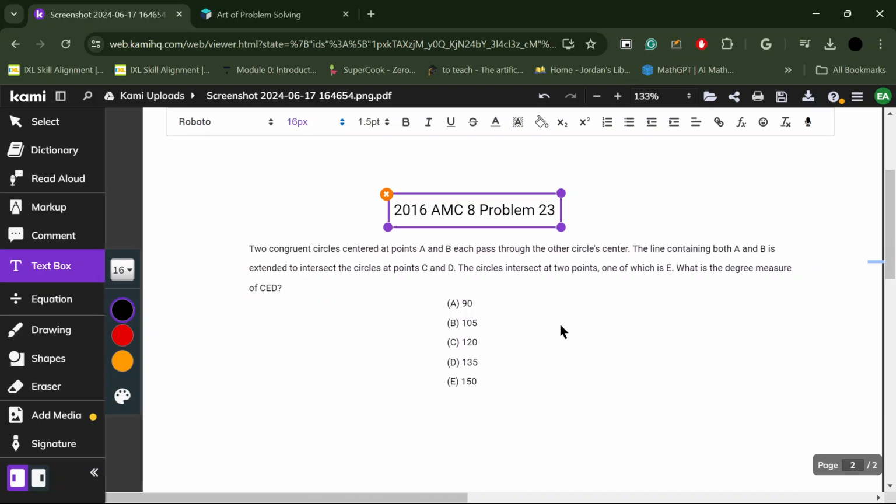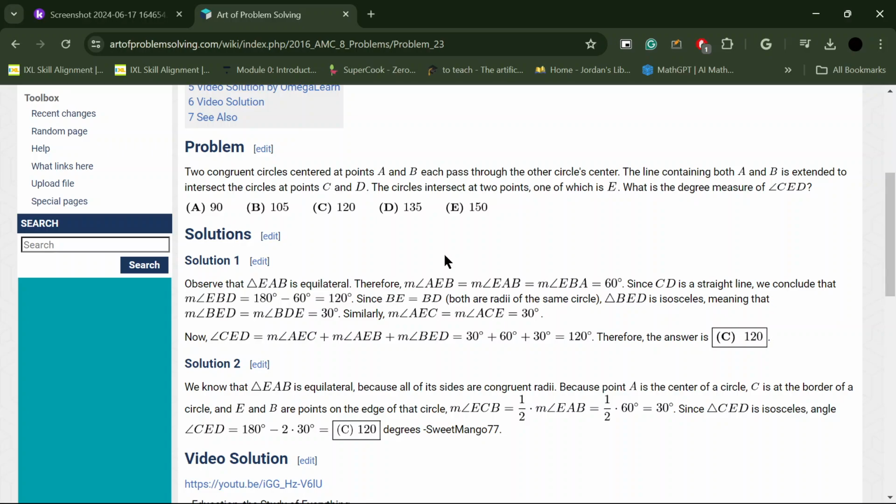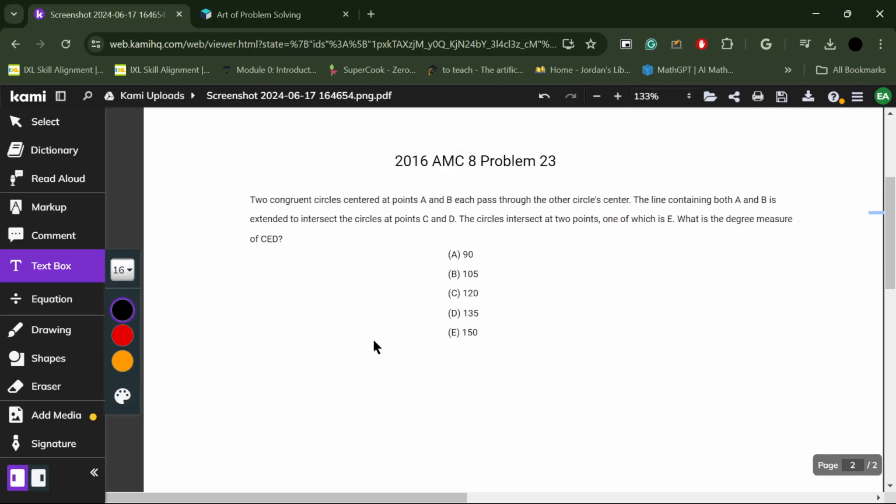for the problem. So, two congruent circles centered at points A and B each pass through the other circle's center. The line containing both A and B is extended to intersect the circles at points C and D. The circles intersect at 2 points, one of which is E. What is the degree measure of CED? One thing you also notice in this, they didn't draw it out. I think it's important to draw it out so that you can visualize. So, our choices are 90, 105, 120, 135, and 150.